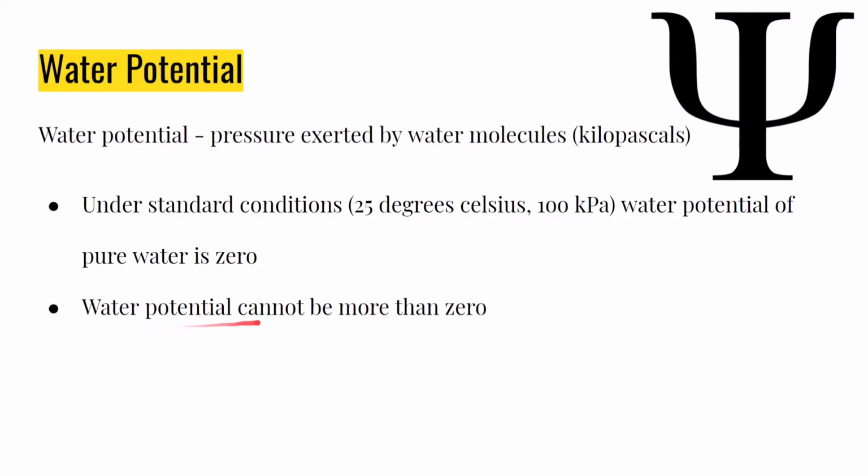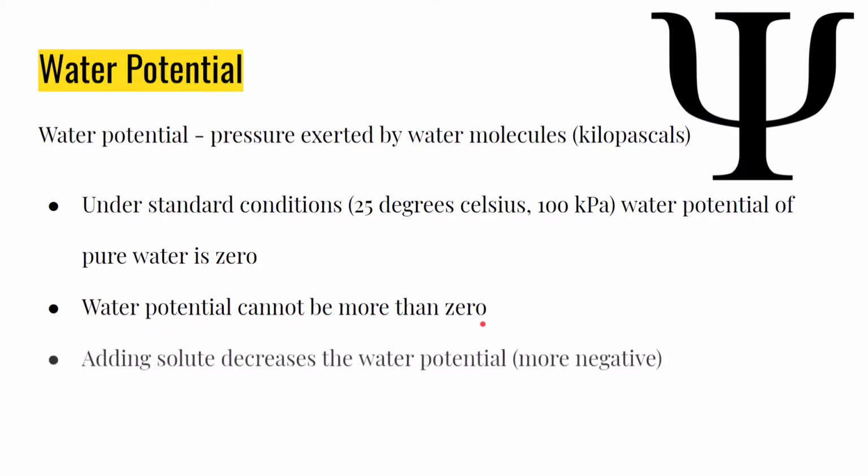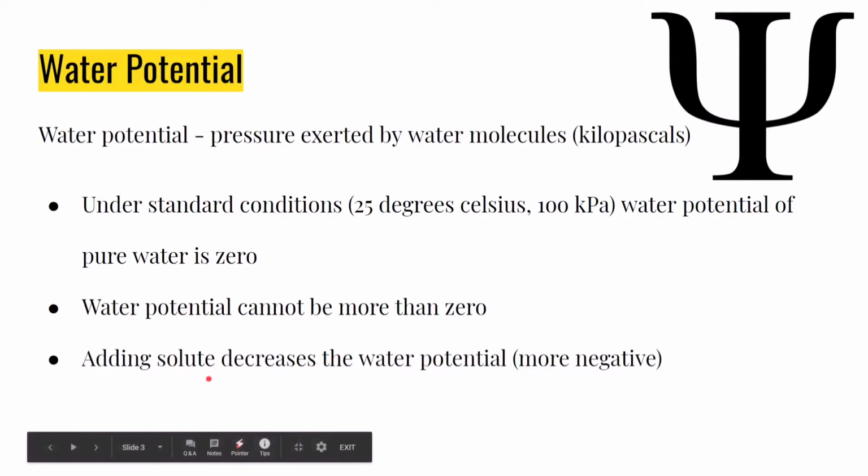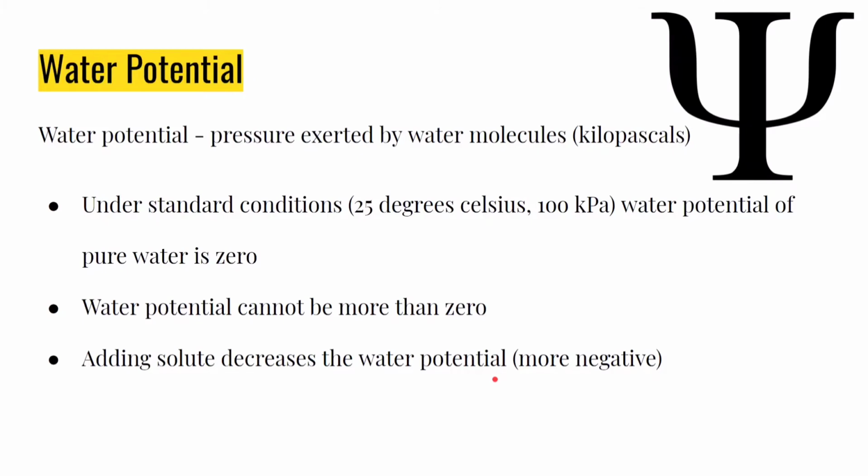The water potential cannot be more than 0. And this is because as you add solutes, the water potential decreases, it gets more negative, and you cannot get more pure than pure water. And if pure water is 0, you cannot have a water potential more than 0.